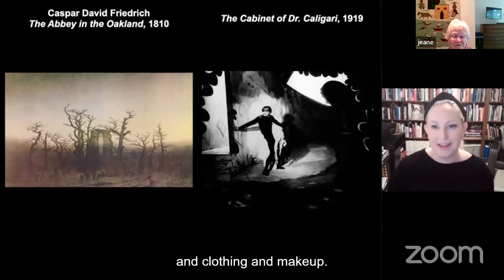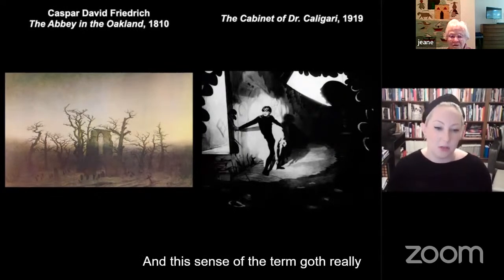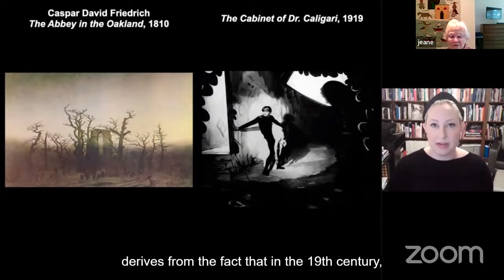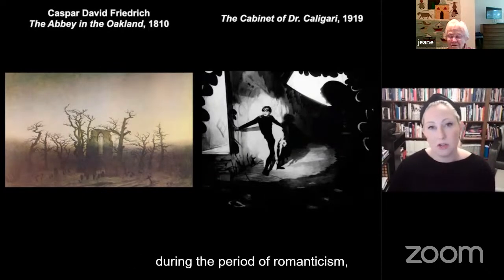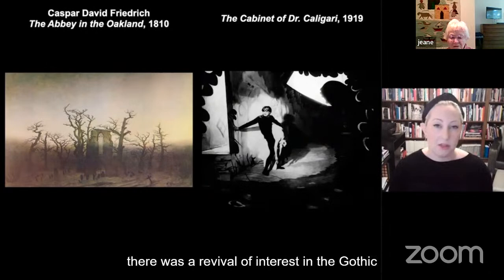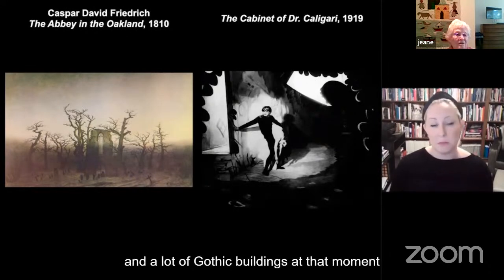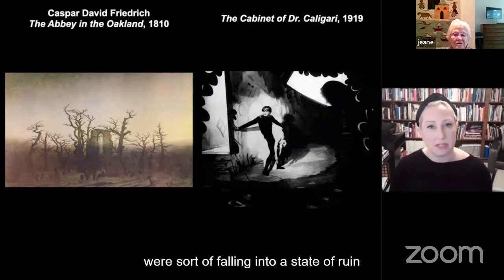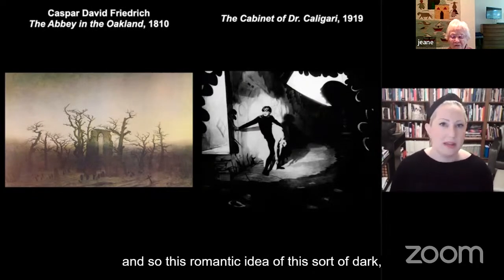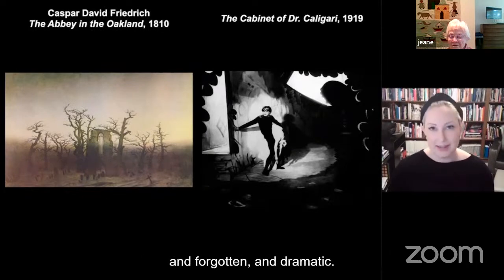And this sense of the term goth really derives from the fact that in the 19th century, during the period of Romanticism, there was a revival of interest in the Gothic, and a lot of Gothic buildings at that moment were sort of falling into a state of ruin. And so this romantic idea of the sort of dark and forgotten and dramatic.